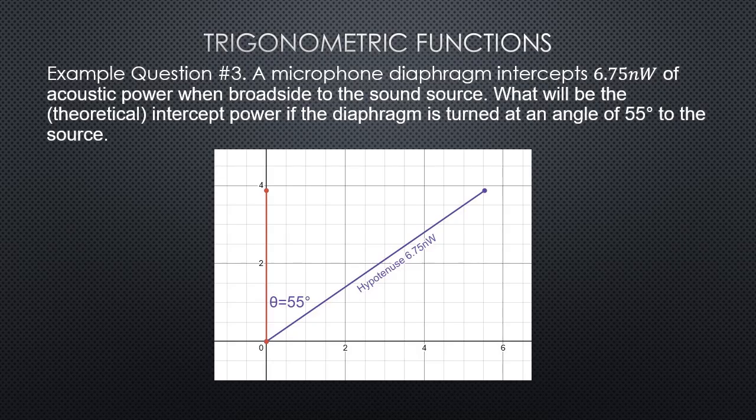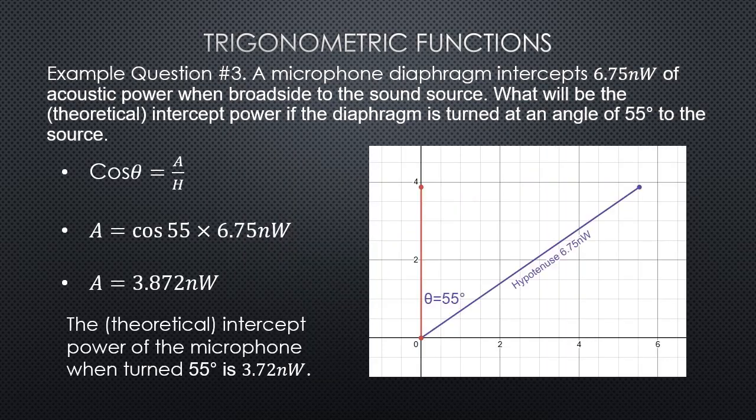So we're going to tip that 55 degrees, and now we can see that the red line is the adjacent to the 55 degrees. And that's the theoretical intercept power that we'll be receiving at this point. All right, so because we want to solve for the adjacent, we know that when the microphone is perpendicular to the sound source, or broadside, we're going to have our maximum power. We know in this case it's 6.75 nanowatts.